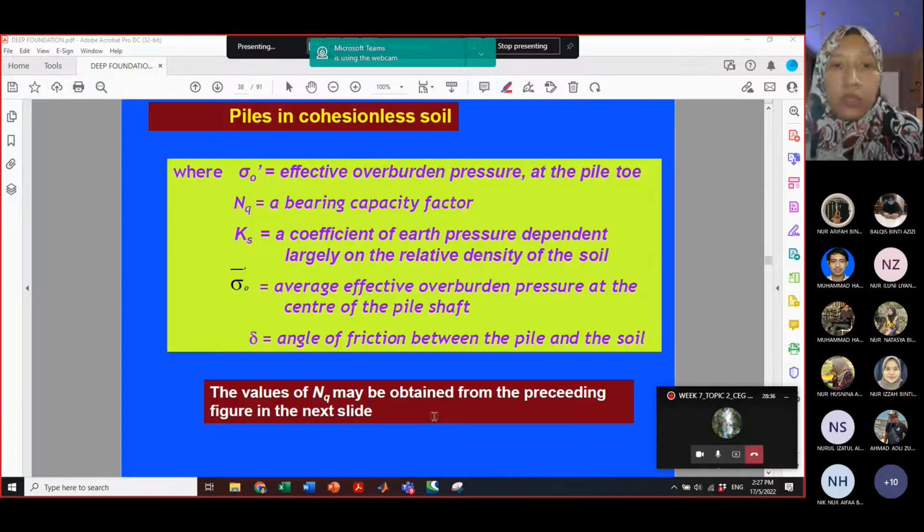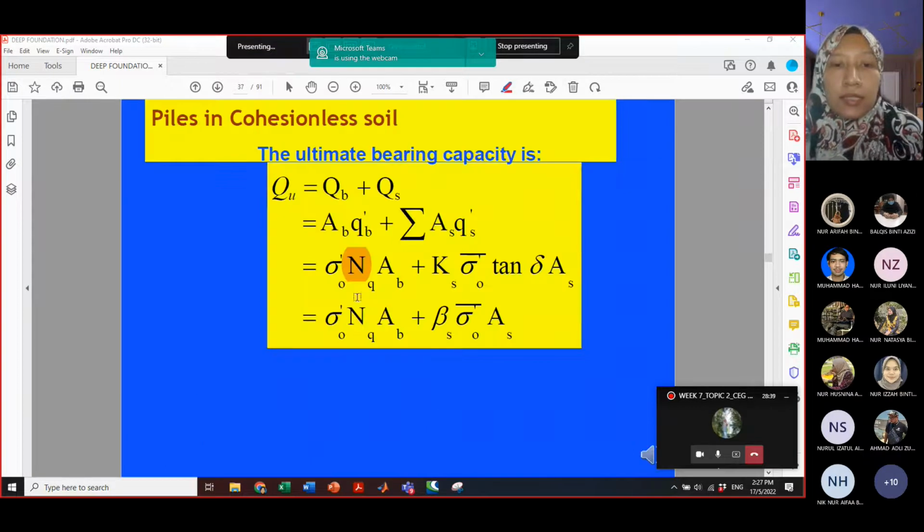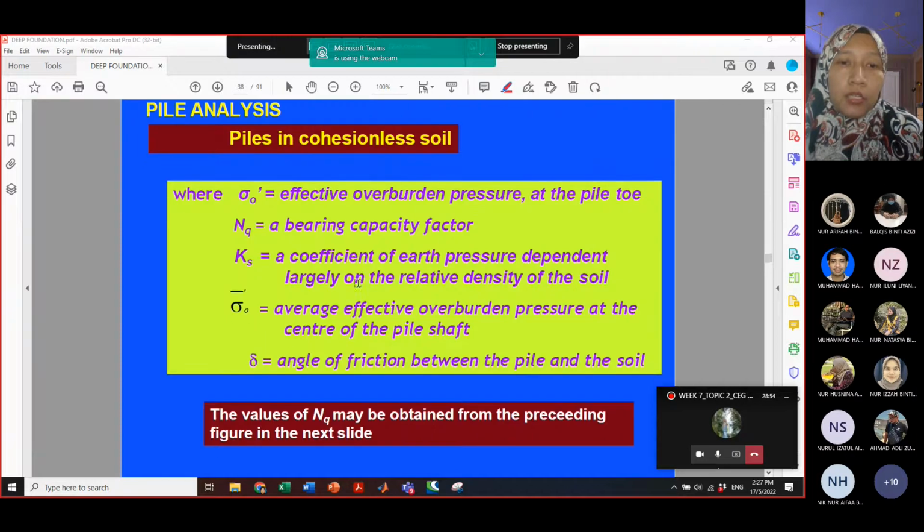Even though the formula is also different, because right now we no longer have C at the front for end bearing, since now it is sand. So we replace it with overburden pressure times NQ times AB. Where do we take the overburden pressure from? We take the effective overburden pressure at the pile toe. So this is what you have to differentiate between pile in clay and pile in sand.